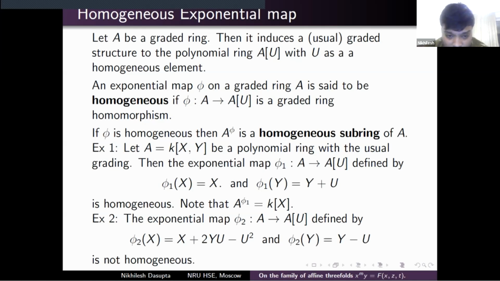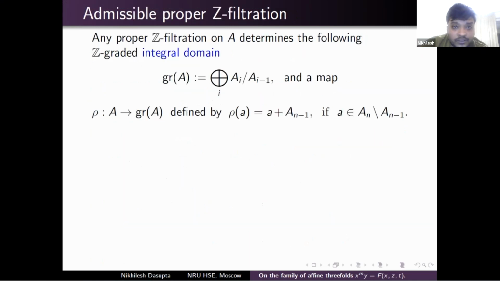This will not be homogeneous, because phi(2x, x) doesn't go to a homogeneous element. So there are exponential maps which are not homogeneous. One has to be careful when we look at which examples we are taking. Now, similarly, we will create the associated graded ring.